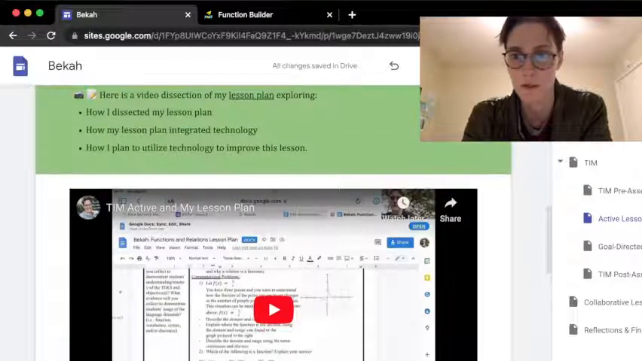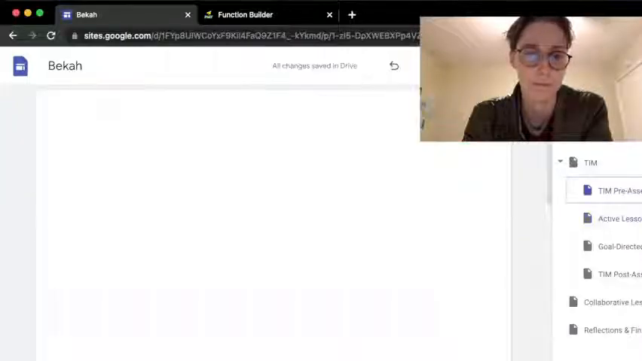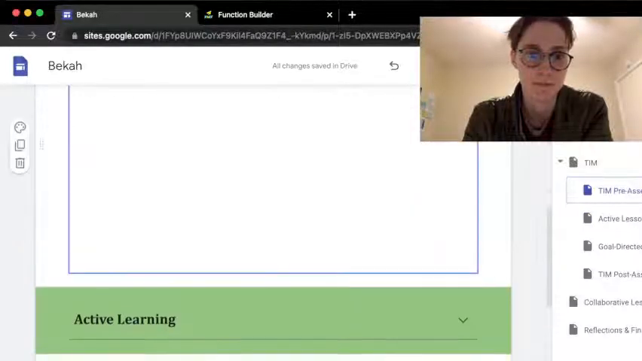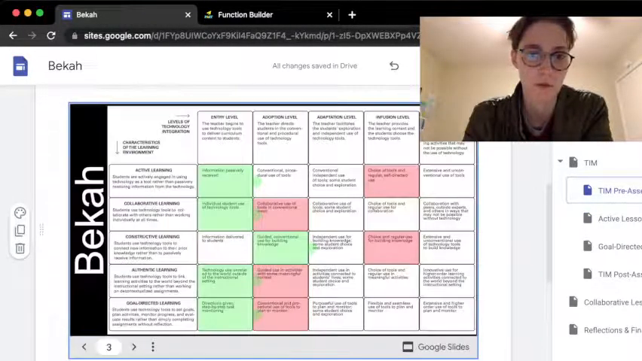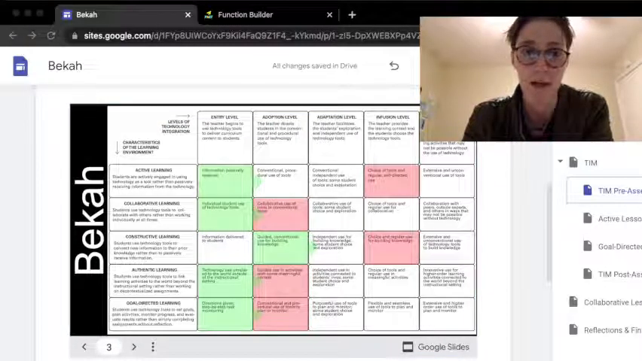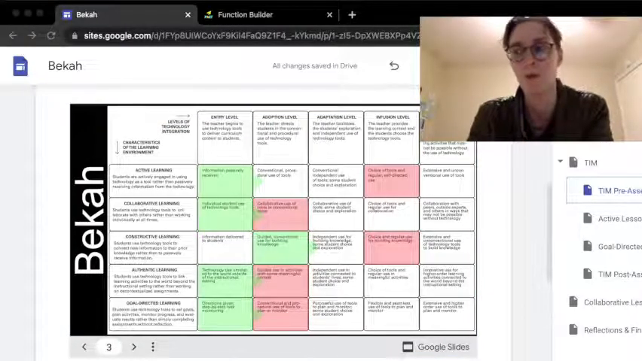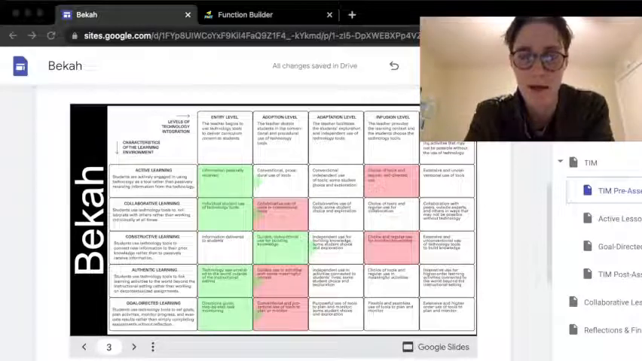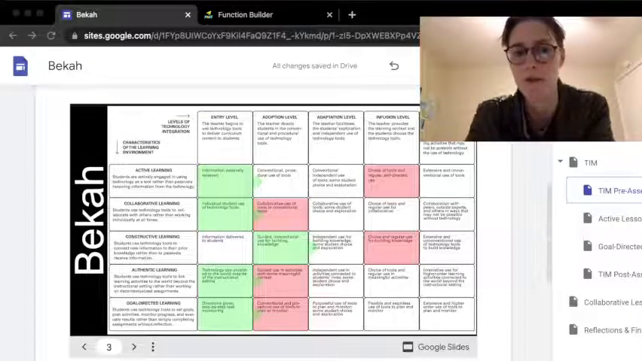Let's go pull up the TIM here and show how. All right, so initially I would say that my lesson plan had an entry level for active learning. Again, you would maybe have a couple students participate in a conversation about, hey, where do we see functions? But I think that's pretty passive. Few students are going to reach the level of engagement that I would like as an instructor.